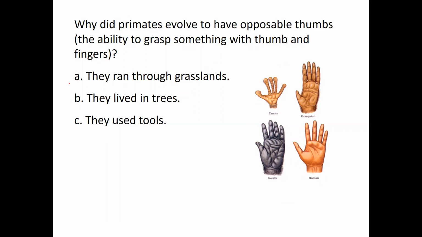Primates have opposable thumbs. So why do primates evolve opposable thumbs? Because they ran through grasslands, because they lived in trees, or because they used tools? Well, it's because they lived in trees, and there were a lot of trees in the early Cenozoic. And so being able to hold on to that tree, grasp a branch, you can see the advantage in that.